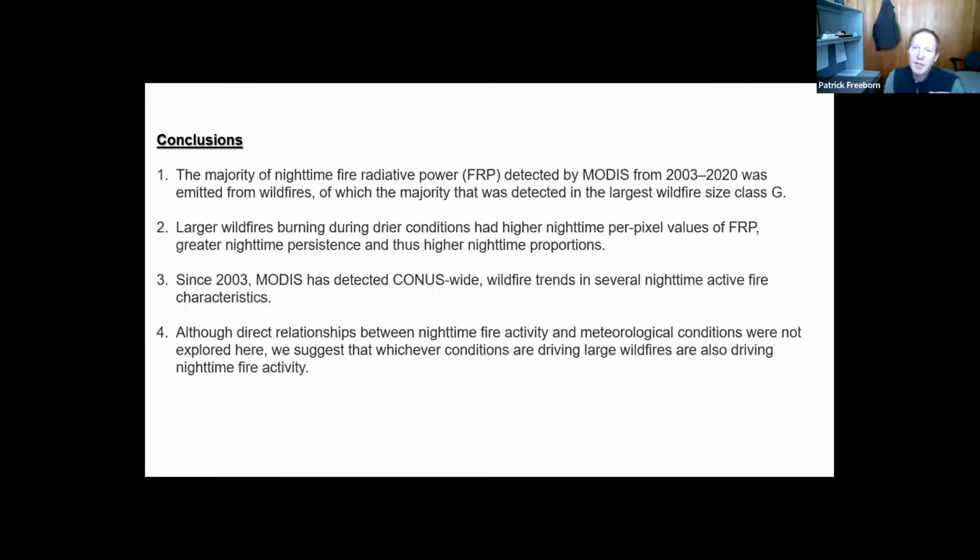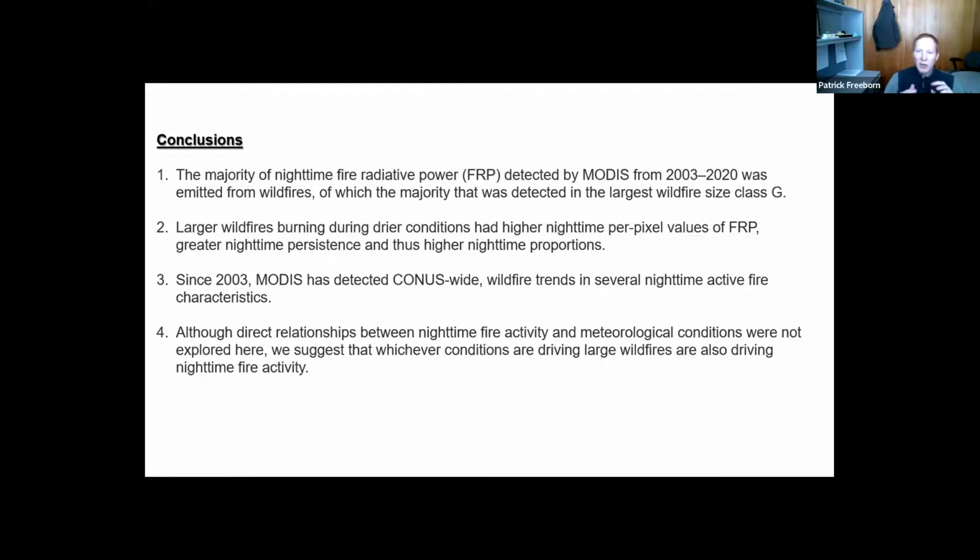So in conclusion, the majority of nighttime fire radiative power detected by MODIS was emitted from wildfires. And of that, the majority was detected in the largest wildfire sizes. Larger wildfires burning during drier conditions had higher nighttime per pixel values of FRP, greater nighttime persistence, and therefore had higher nighttime proportions. And since 2003, MODIS has detected CONUS-wide wildfire trends in several nighttime active fire characteristics.